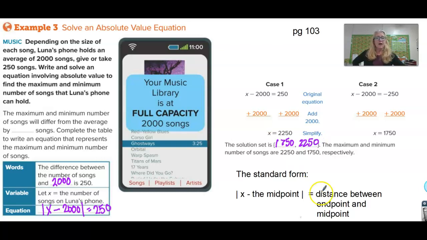Okay, so you might want to jot this down. I've got it on the next couple of screens. The standard form is the absolute value signs with x minus the midpoint equals the distance between the endpoint and the midpoint. Be careful, if your midpoint is negative, this will be x plus the midpoint because it's minus a negative and it makes it a positive.